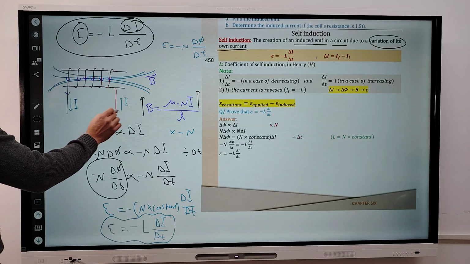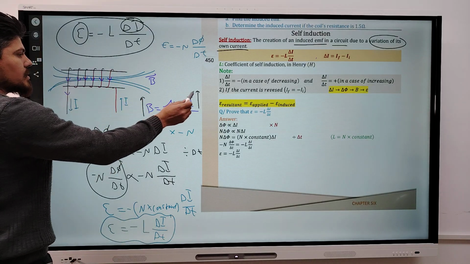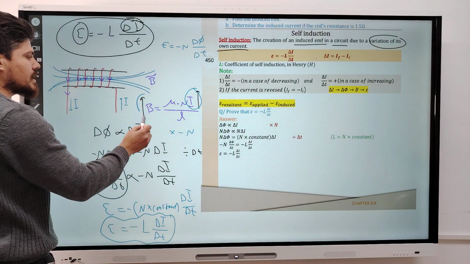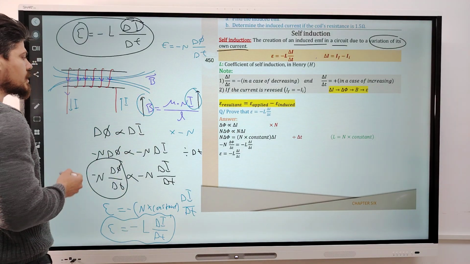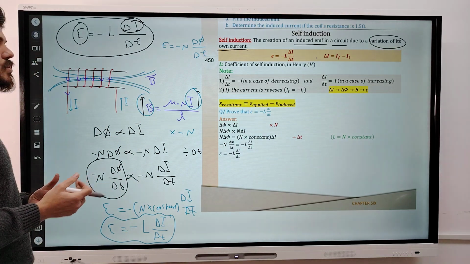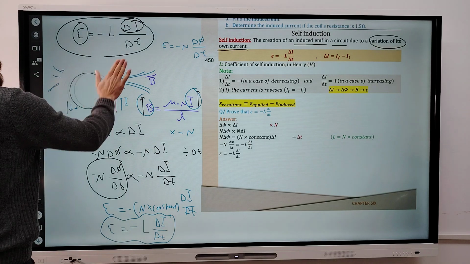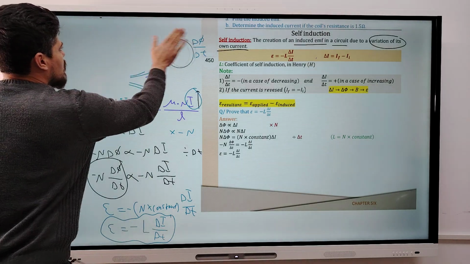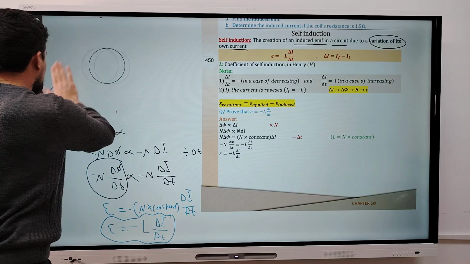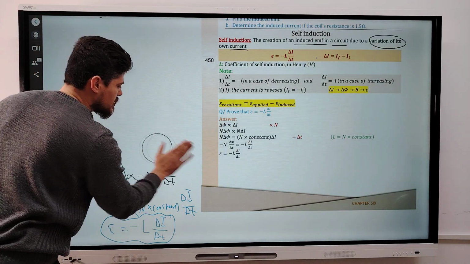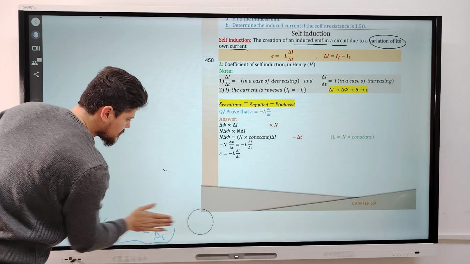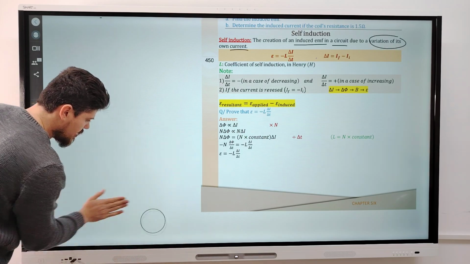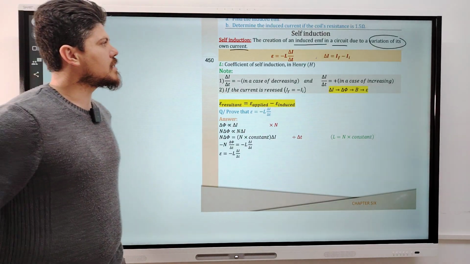And when the magnitude of the current increases, what happens to the magnetic field? It also increases. And what happens to the change in magnetic flux? It also increases. Now I'm going to explain in detail what self-inductance is, how self-inductance works, and what is the importance of self-inductance.